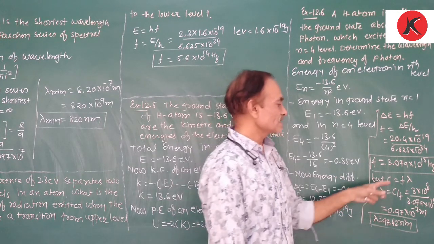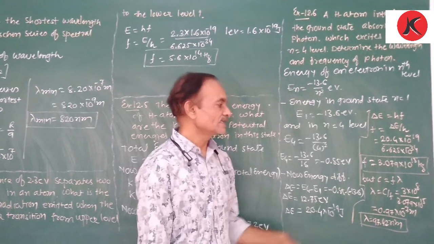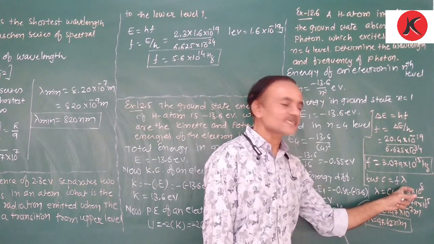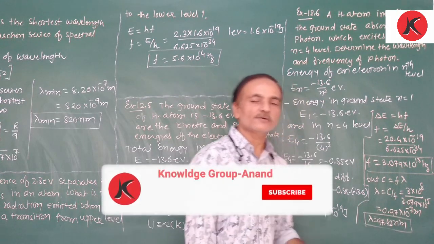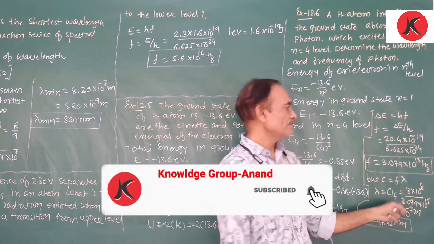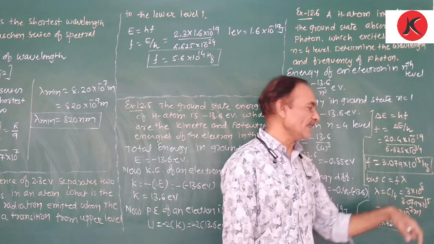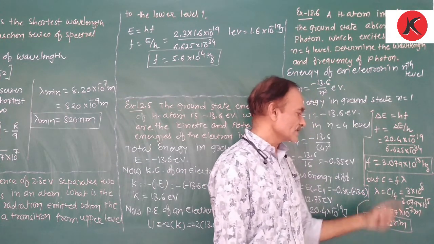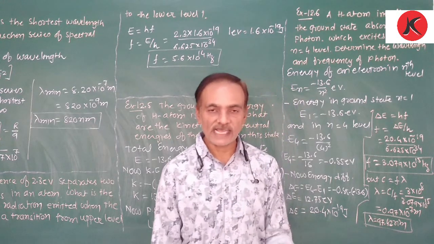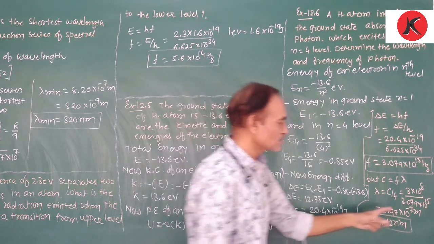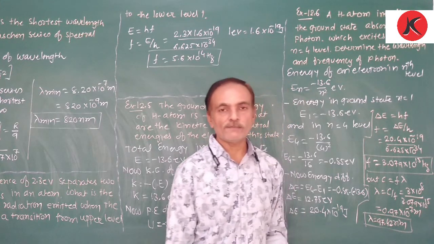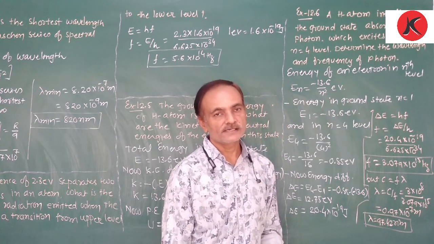But we know that c is equal to f lambda. Therefore, lambda is equal to c upon f. c, the velocity of light in vacuum, is 3 into 10 raised to 8 upon the frequency 3.079 into 10 raised to 15 Hz. Therefore, we obtain lambda is equal to 0.9742 into 10 raised to minus 7 meter. Therefore, 97.42 nanometer. Clear?